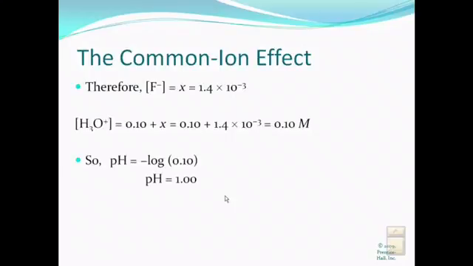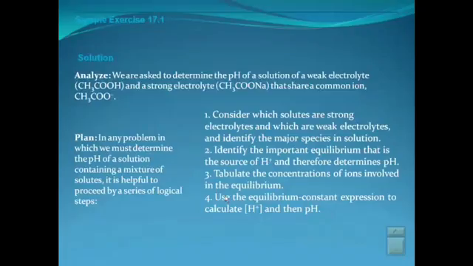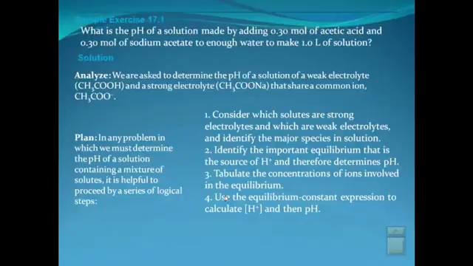So we solved for the fluoride ion concentration, the hydrogen ion concentration, and then pH. Here's Sample Exercise 17.1, which is in your textbook. It says, what is the pH of a solution made by adding 0.3 mole of acetic acid and 0.3 mole of sodium acetate to enough water to make a 1 liter solution? You need to look at the names here and decide what your common ion is. We're asked to determine the pH of a solution of a weak electrolyte, acetic acid, and a strong electrolyte, sodium acetate.